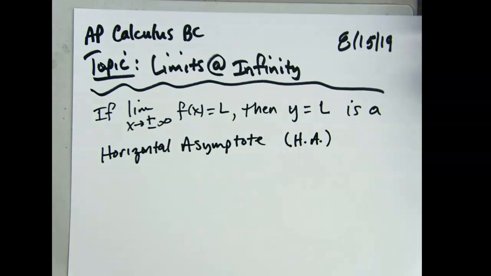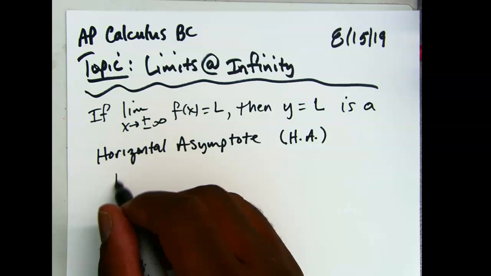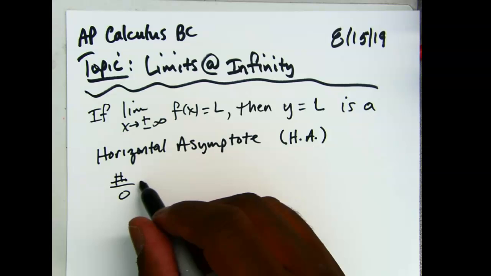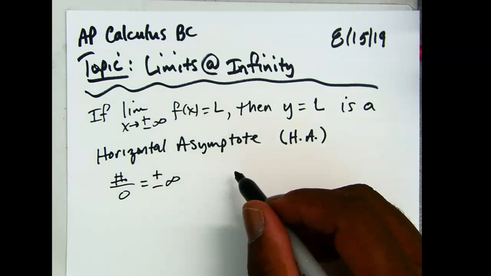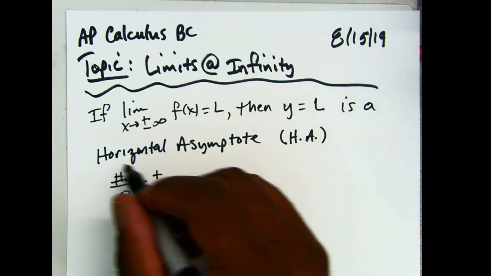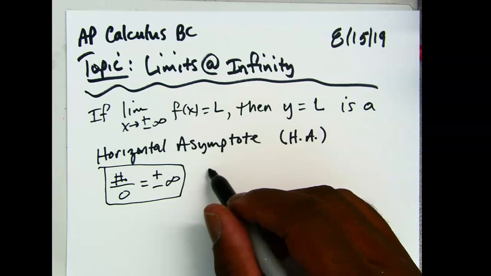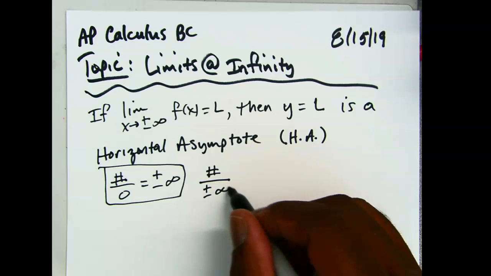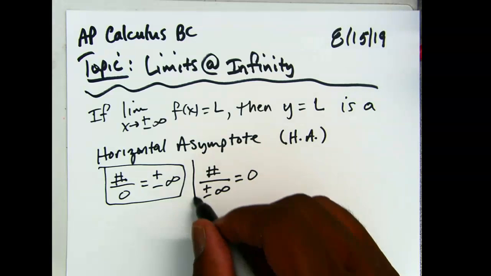Okay, so if you take the limit and you end up with a number divided by 0, then that limit is going to be positive or negative infinity. If, on the other hand, you take the limit and you end up with a number divided by positive or negative infinity, then that answer is 0.